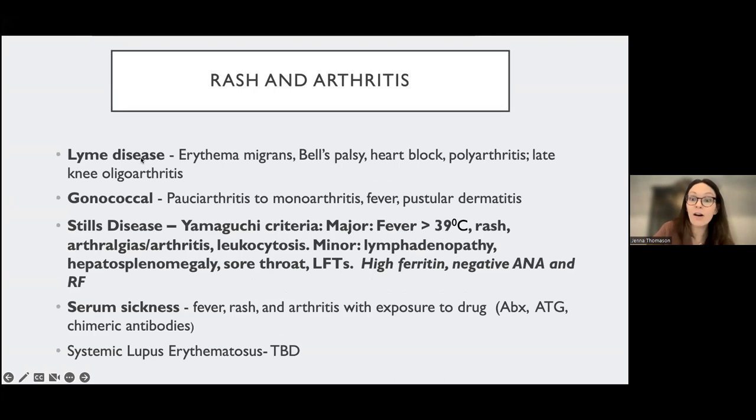Lyme disease can cause arthritis. Usually it's a later finding, the arthritis, and usually it affects larger joints, and they're not typically super painful. They're kind of swollen without a lot of pain. Gonococcal arthritis that we discussed.